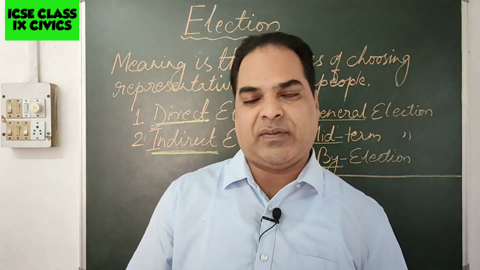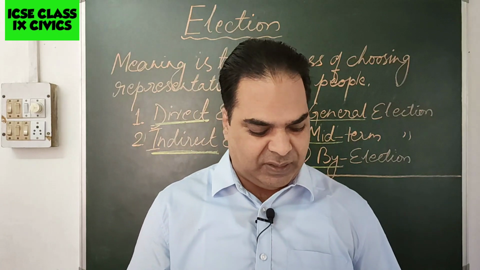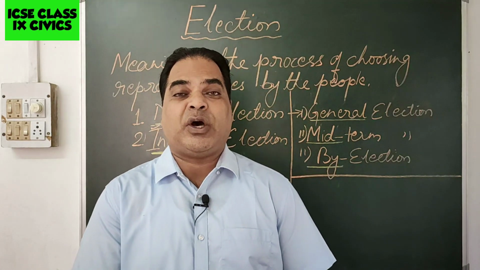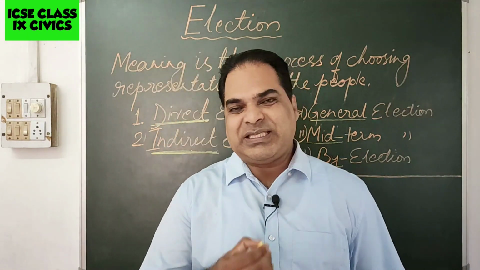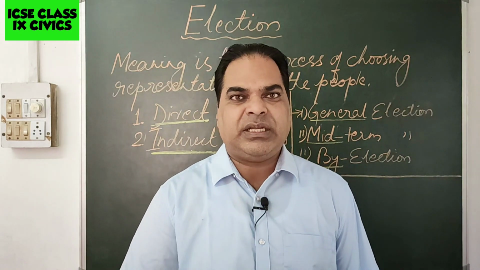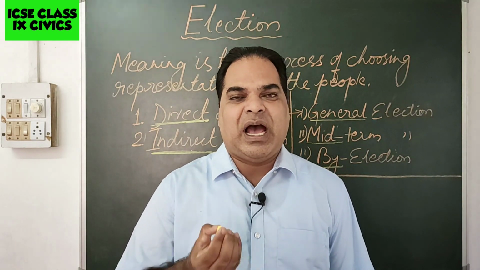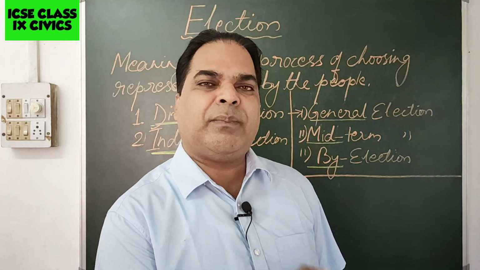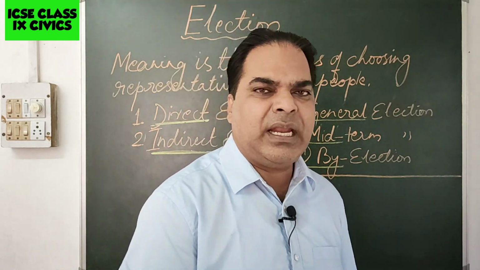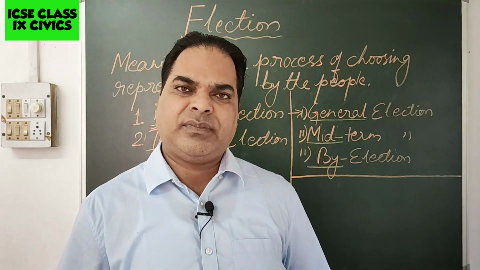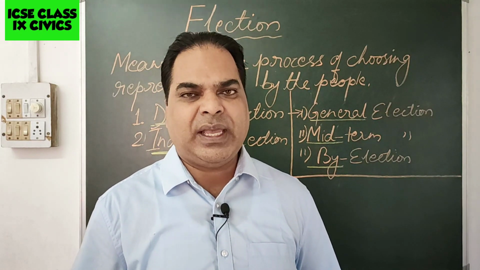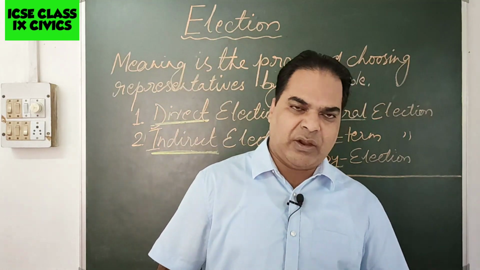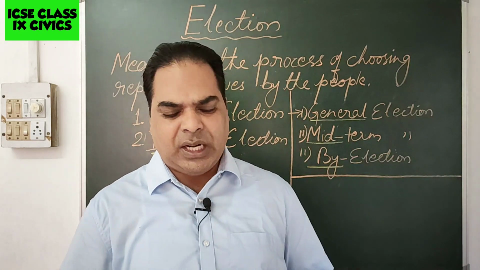What is the term of Lok Sabha? 5 years. What is the term of Legislative Assembly? 5 years. So that is known as general election. Or we can say in simple terms, general election is an election which is held after the completion of a 5-year term. When a 5-year term is completed, we elect again, and new members will be elected. That is known as general election. So in our country, general election is held after 5 years.